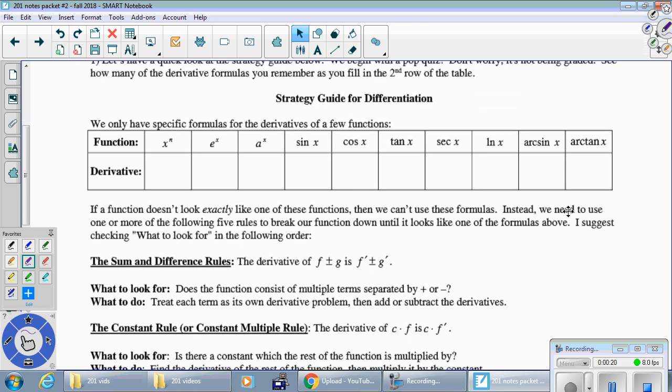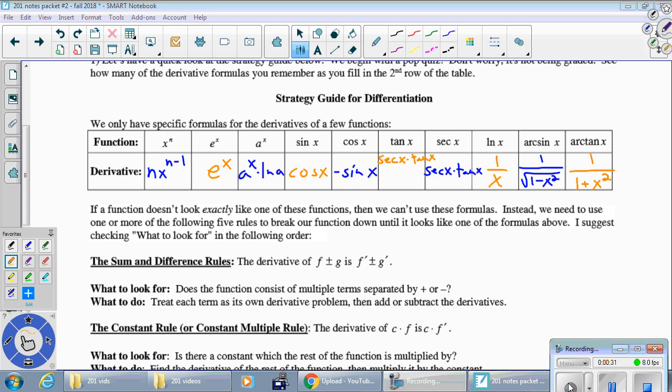So if you haven't filled that in just yet on your own, pause the video, see what you can remember and fill them in. After you've done the best you can, come back and unpause the video. Okay, so go ahead and pause the video here and check your answers. And then we'll continue on through our strategy guide.